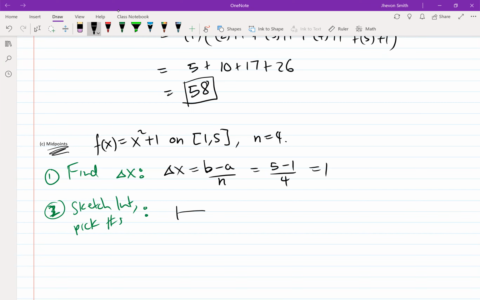Now this is 1 to 5. Now I know this is going to be that, that's going to be that. And so this is going to be 2, 3, 4, because we're adding delta x. Now remember, with the midpoint, we actually want the guys in the middle. So we actually care about these guys over here.